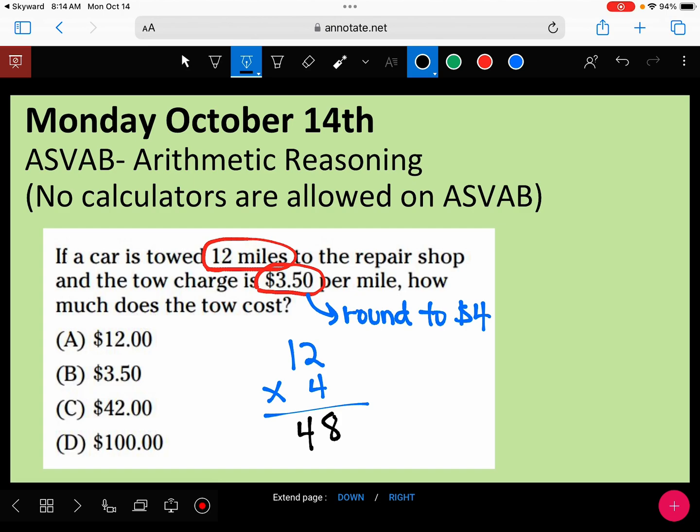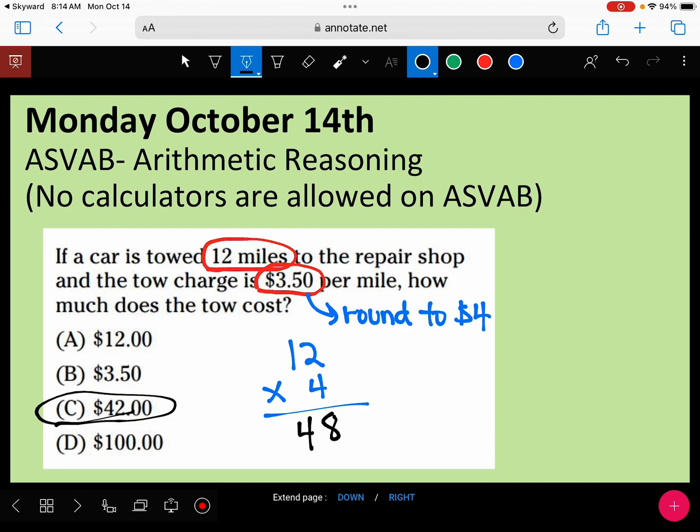All right. So what answer choice, A, B, C, or D, is closest to 48? Who would say A? B? C? Yeah, C. So that would be my recommendation, again, because if you are taking this on the ASVAB, you're not allowed to use a calculator. So I would do rounding, approximate. This is called an estimation, and use that.